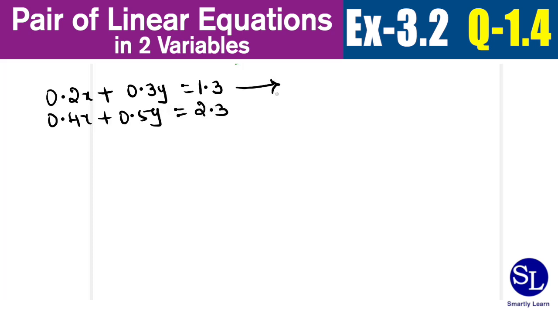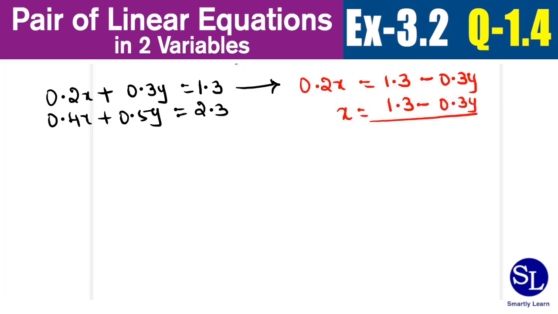Now, I'm going to take the first equation. Let's see how I'm rearranging this. So, this is 0.2x is equal to 1.3 minus 0.3y. So, x is equal to (1.3 minus 0.3y) divided by 0.2.